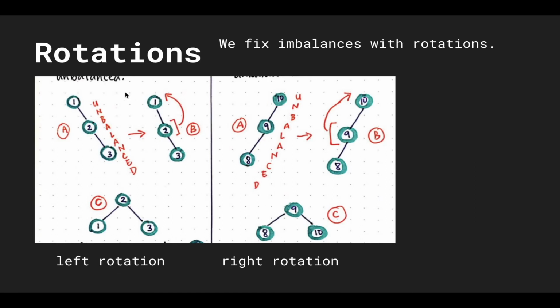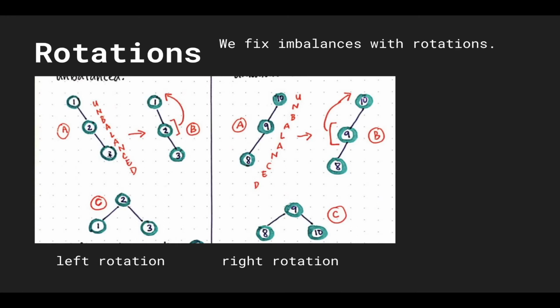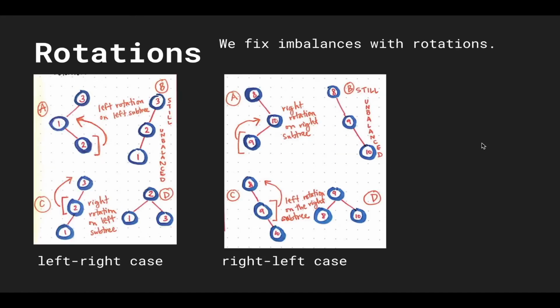So when we come across imbalances like these in our AVL tree, we can fix them with simple left or right rotations when the imbalance is just 3 nodes in a row. So here we have 3 nodes in a row, which is right heavy, and we can just perform 1 left rotation. And here we have 3 nodes in a row, which is left heavy, and we can perform a right rotation. There are 2 more cases that we have to account for.